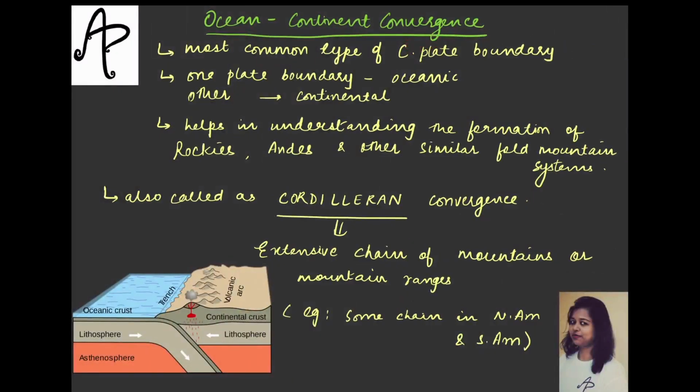So firstly, of course, we have to understand what exactly happens in this kind of convergence. You understand that one plate is going to be oceanic, another is going to be continental. That is the first key idea. And it is the most common type of convergent plate boundary, wherein one plate will be oceanic, another will be continental. Now, this kind of convergence helps us in understanding the formation of Rockies, Andes and other similar fold mountain systems. So you must have at least heard the names of Rockies and Andes. You will see where they are and how they are formed.